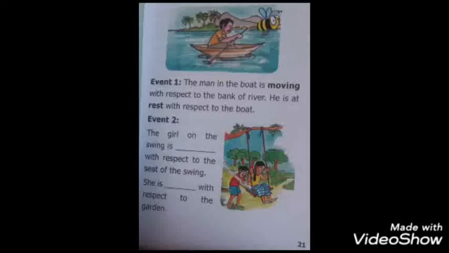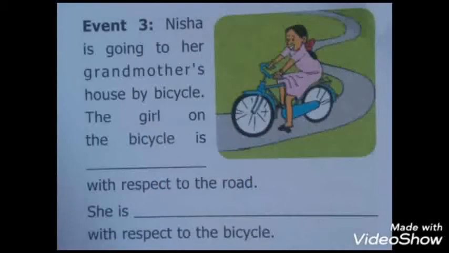Event 1. The man in the boat is moving with respect to the bank of the river, but he is at rest with respect to the boat. In event 2, the girl on the swing is dash with respect to the seat of the swing. The answer is rest. She is dash with respect to the garden. The answer is moving.